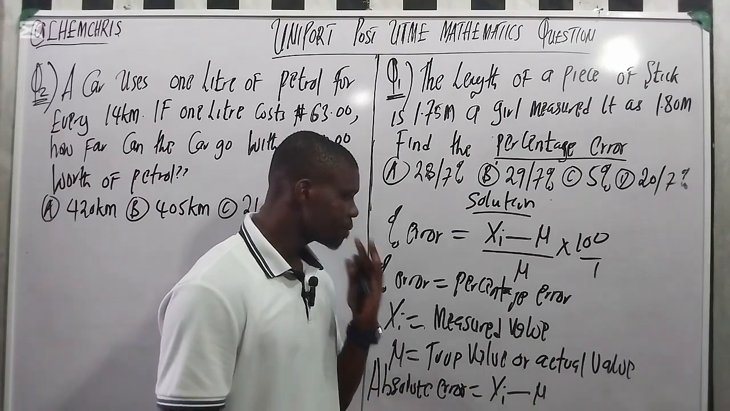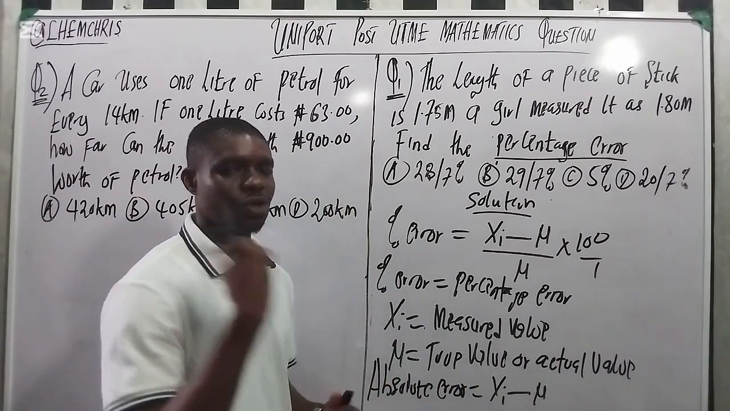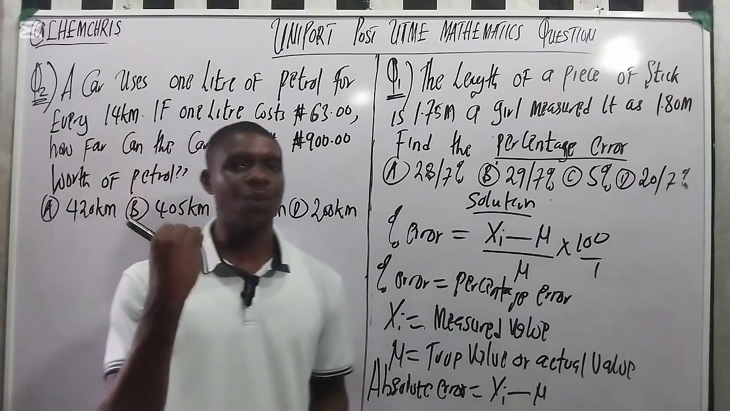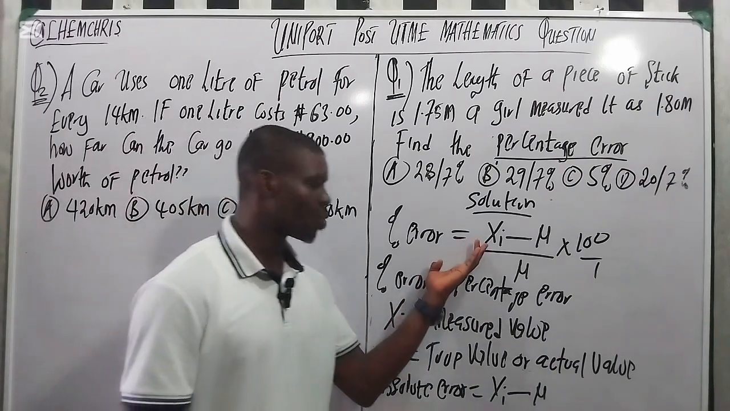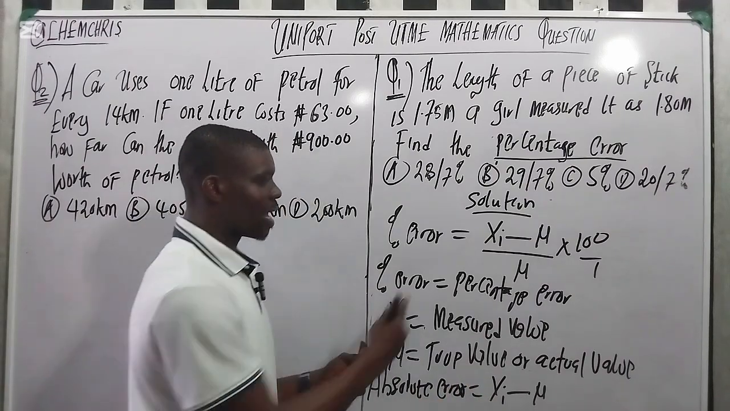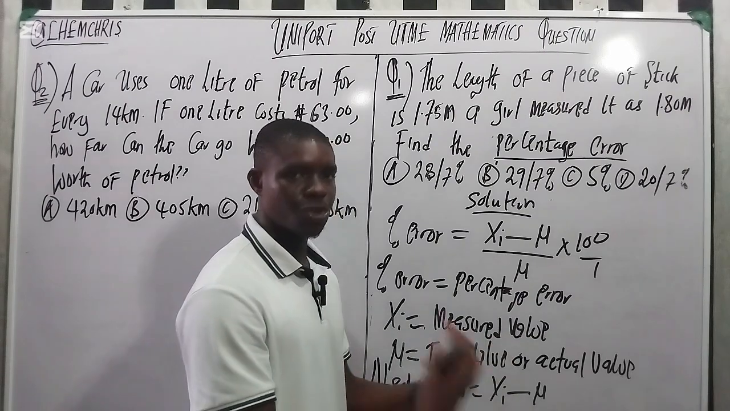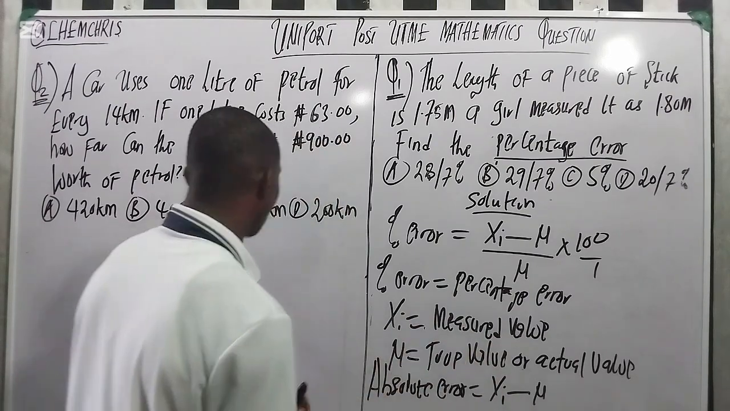So for you to be able to calculate the percentage error here, you have to understand the question very well. If you don't understand the question, you might mix up the one that is actual and the one that is measured. Xi is the measured value, and mu is the actual or true value. So let's look at what the question says.